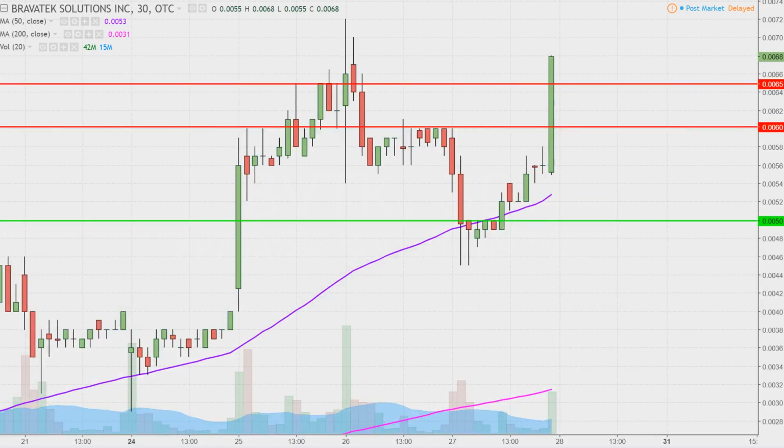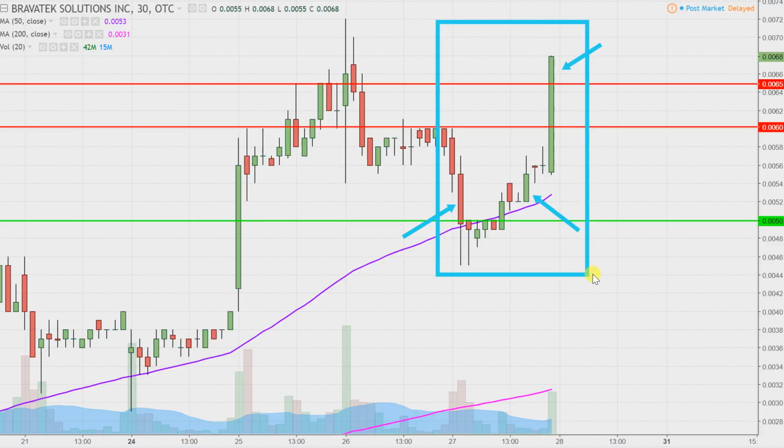Real quick, what do I mean by 30-minute in case maybe you're new to charts? Instead of each one of these candlesticks here representing one day's worth of price action, which is what you would normally see, each one represents 30 minutes. So while this may look like several days' worth of time, it's actually just today's price action broken down into 30-minute time slices.